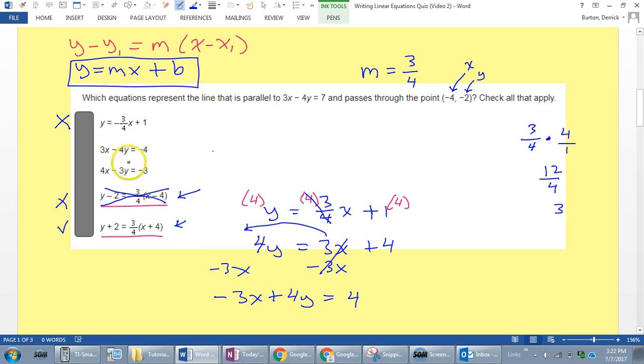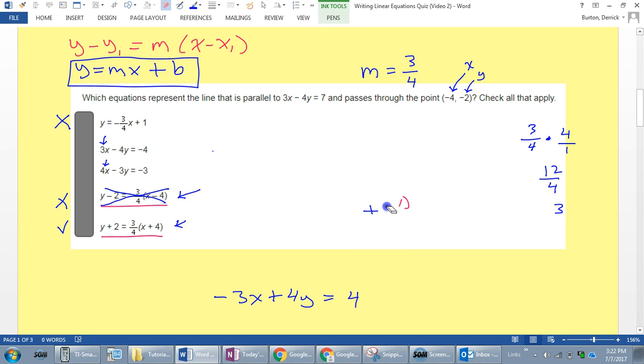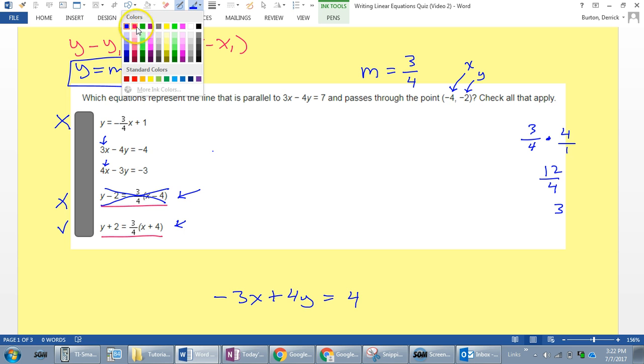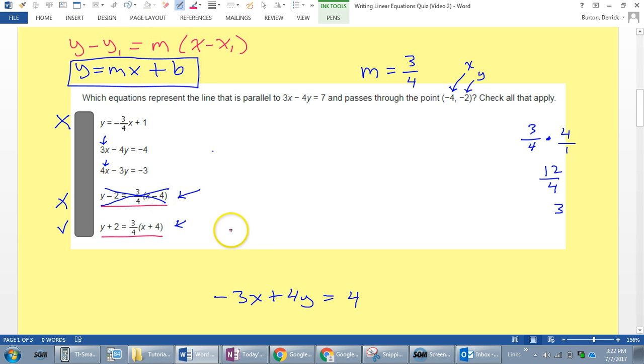Now, so these are looking pretty similar, except for the signs. Do you see how both of these are positive? Positive 3 and positive 4? But here I have a negative 3 in the front. So what we should probably do is multiply everything by negative 1 to make it look more similar.